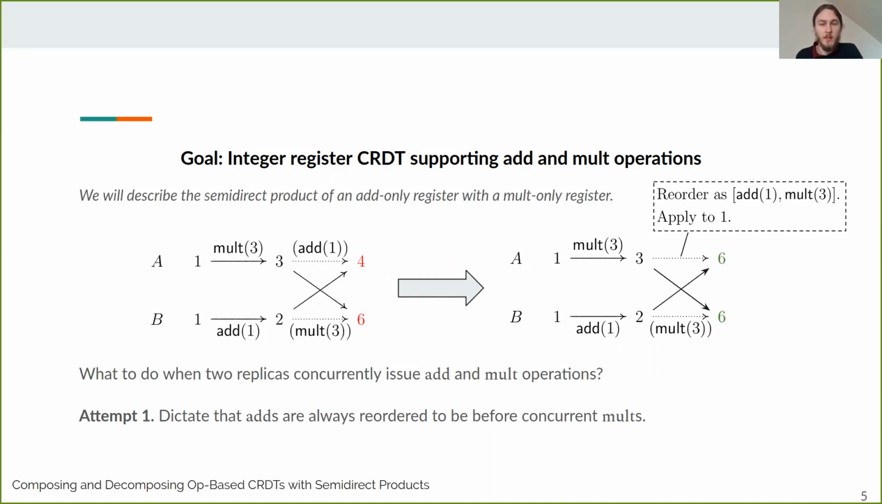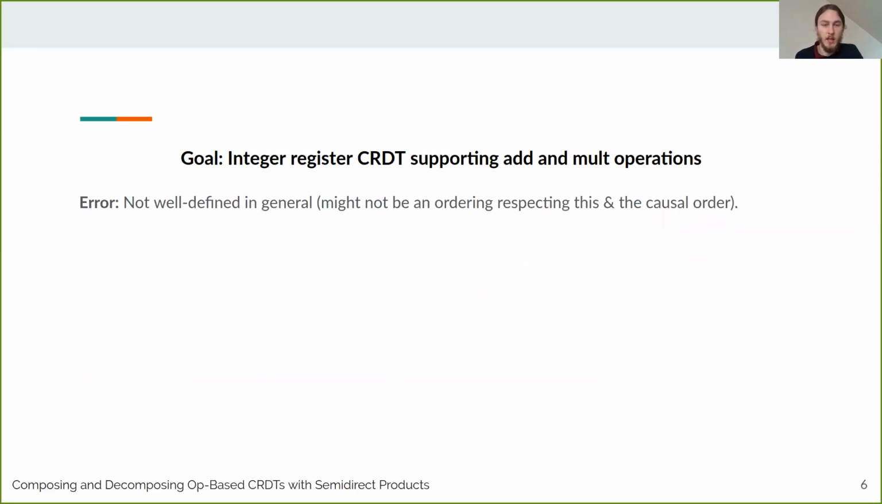Now you might be thinking, this seems too easy and maybe it's not well defined in general. And you're right, we can give an example where there's actually no ordering that works. So here we have two replicas A and B that both start in state 1. Replica A says to multiply by 2 and then add 1. Concurrently, so without communicating, B says to multiply by 3 and then add 4.